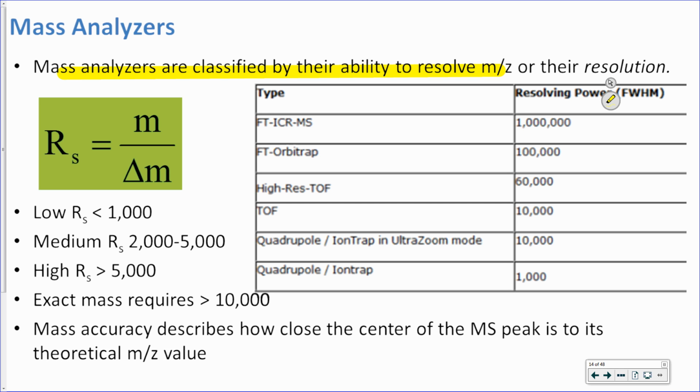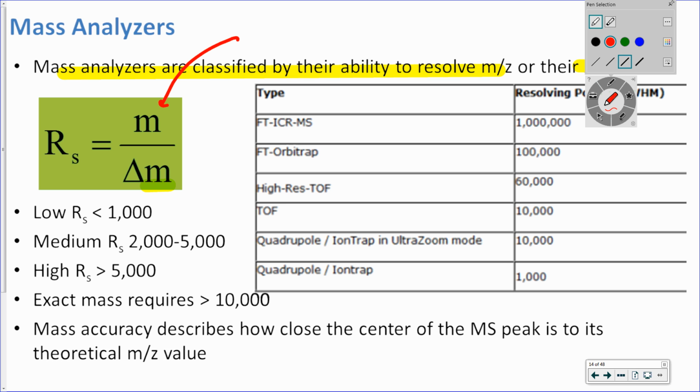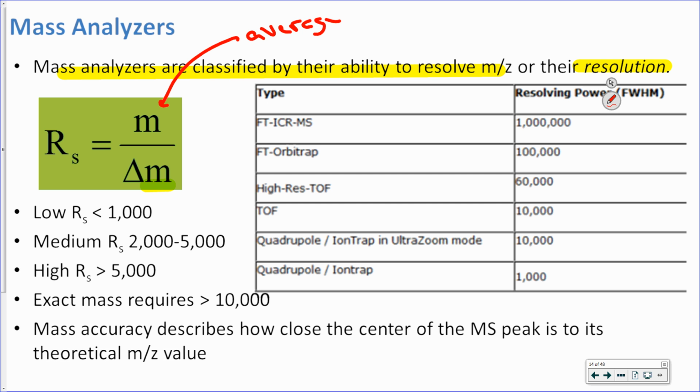We classify them, number one, based on their resolution, or their ability to resolve the different m over z's. And we define resolution as the mass divided by the difference in mass. So if you want to think of this as a single peak, it would be that mass, or it would be the average if it's multiple peaks. And we'll look at examples of both of these. So resolution that's considered low resolution, so this is the cheaper instruments, this is what we have, is resolution less than 1,000.